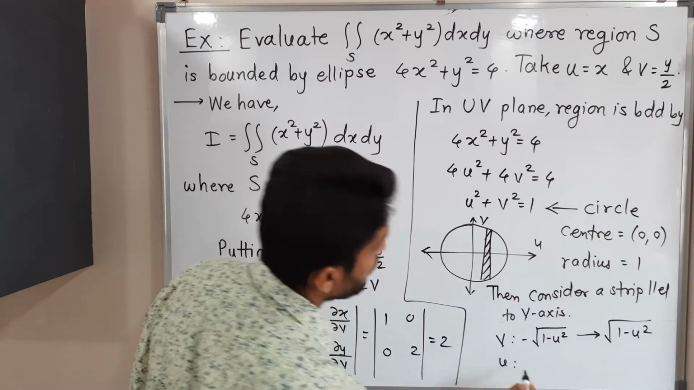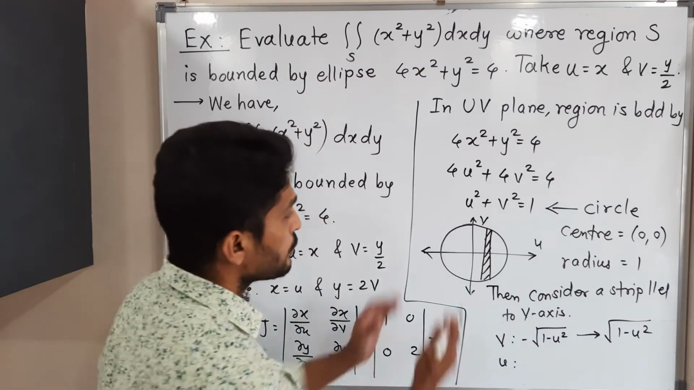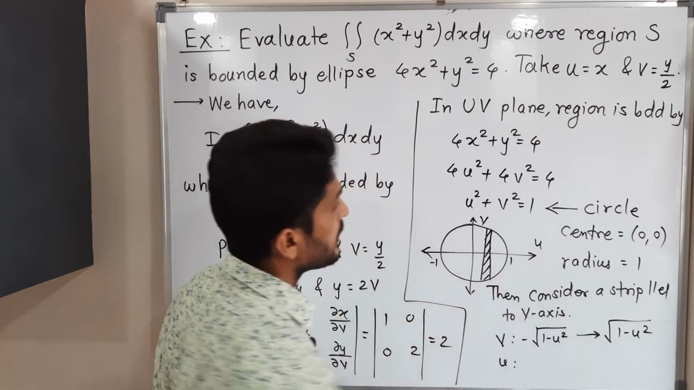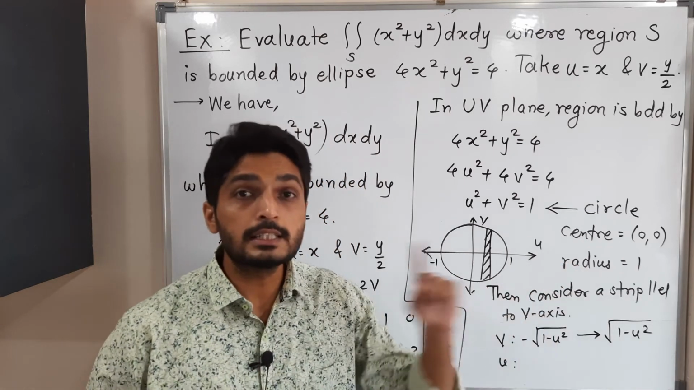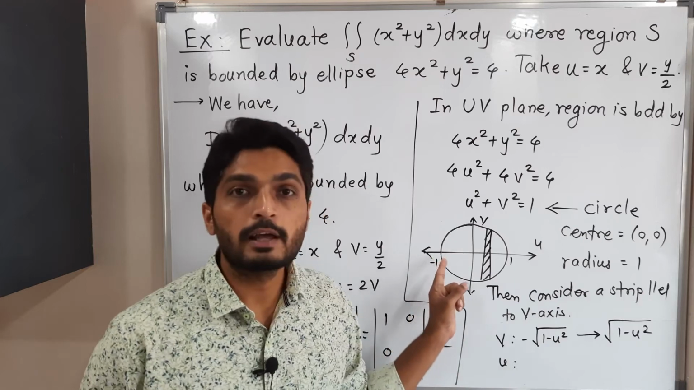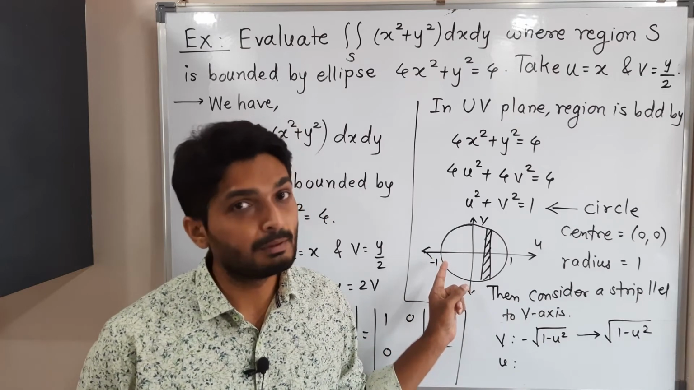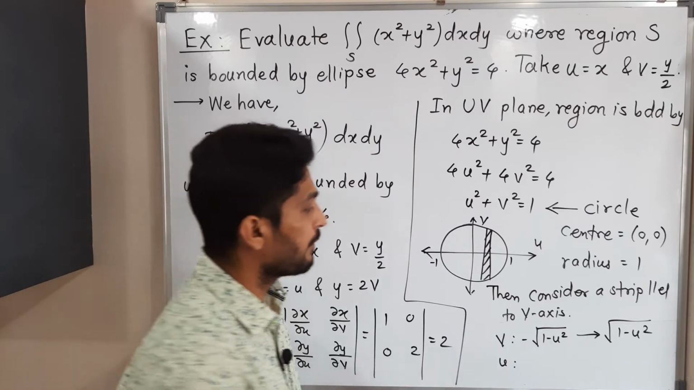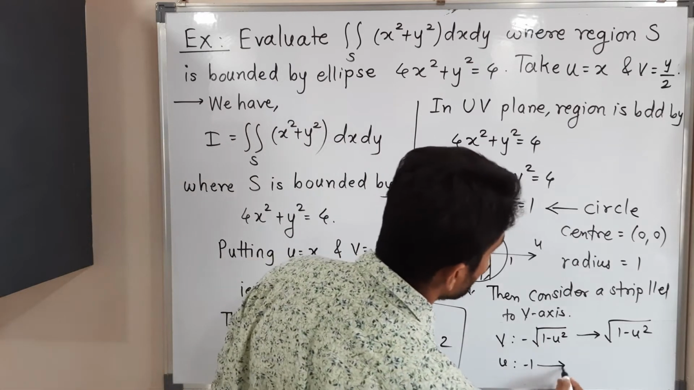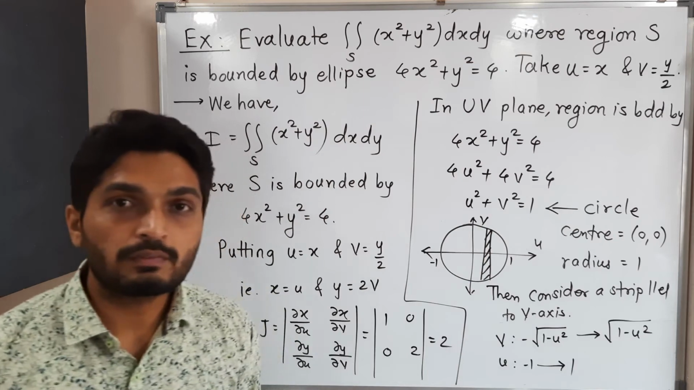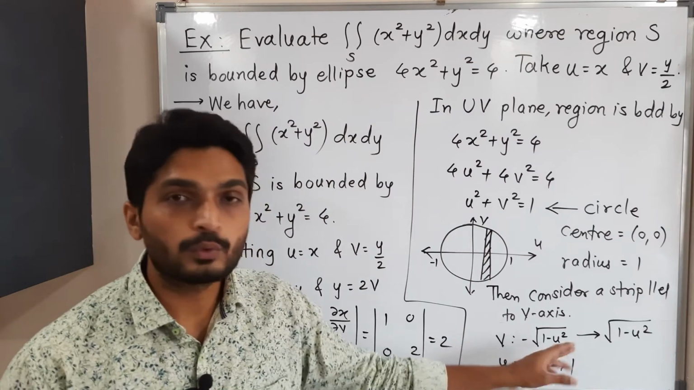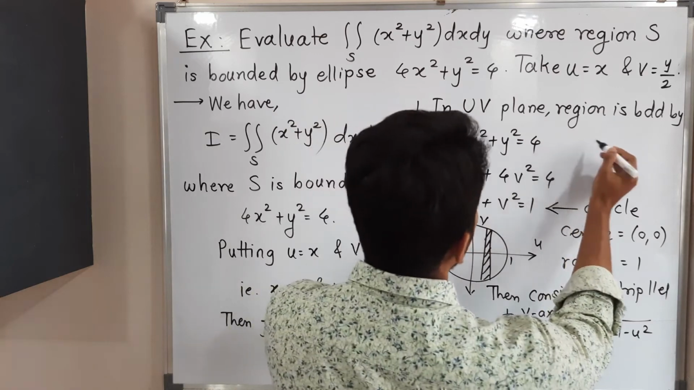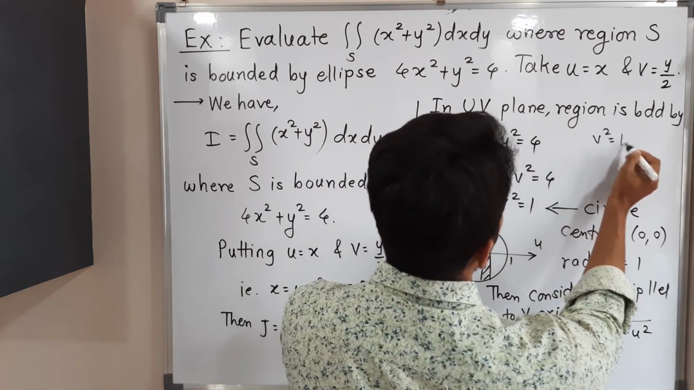After that, we have to find the limits of u. Left to right, the strip will move from minus 1 to 1, since the radius of this circle is 1. Here the value of u will be minus 1 and here the value of u will be 1. So u will vary from minus 1 to 1. In this way we found the limits. I hope all of you understood how I wrote the limits of v. I will show you in the rough: v square is equal to 1 minus u square.